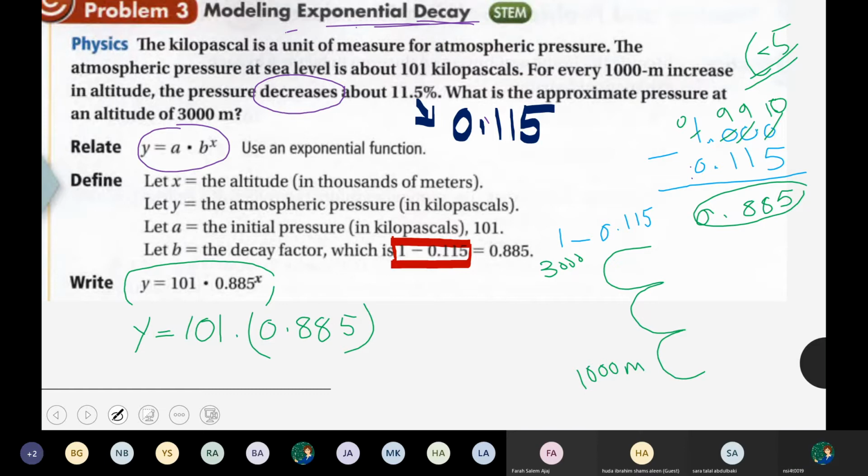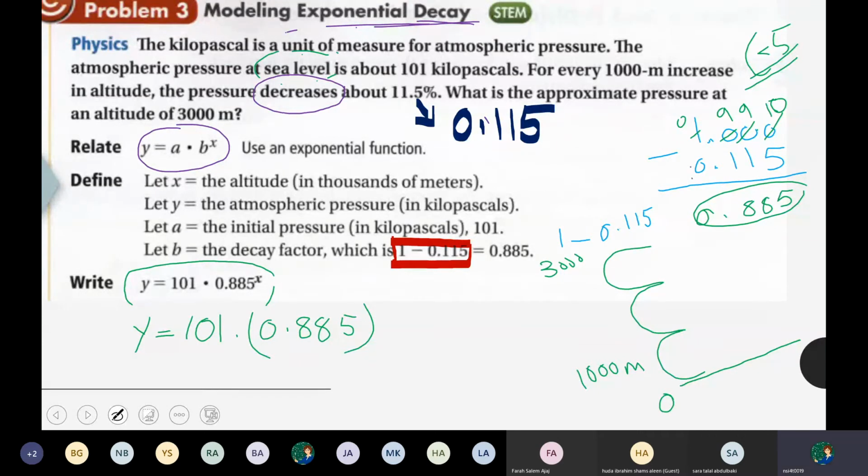Yes, teacher. X equals 3,000. No, it equals 3. Look here. They start from the sea level, and that means they start from 0. For every 1,000 meters, the pressure increases or decreases by 11.5.